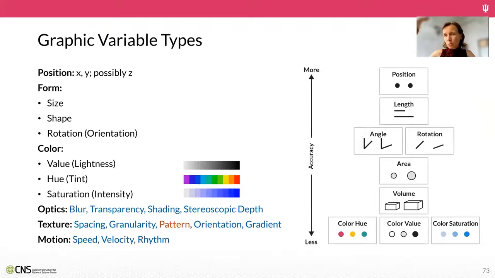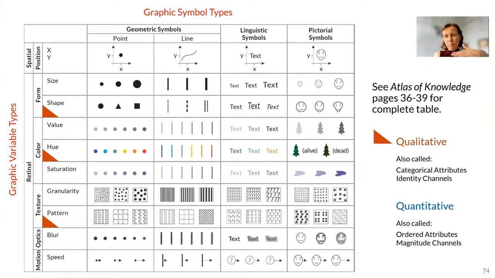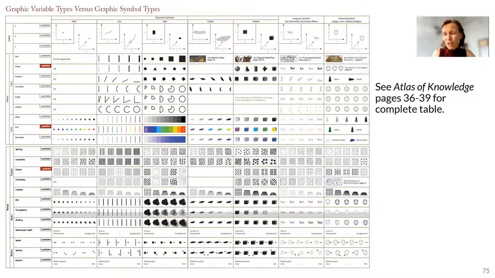And we know from cognitive science and psychology literature which ones are easier to distinguish and which ones are harder, and which ones are more accurately distinguishable by human beings. So position, we are very accurate. Angle, not so much. That's why the pie charts are harder on us. And you can then take the graphic variable types and the graphic symbol types and create these tables. And you can even identify which ones of those graphic variable types are more qualitative or quantitative. And these tables are rather large. And so in the Atlas of Knowledge, you would get the entire set of details and all the examples if you're interested to learn more.